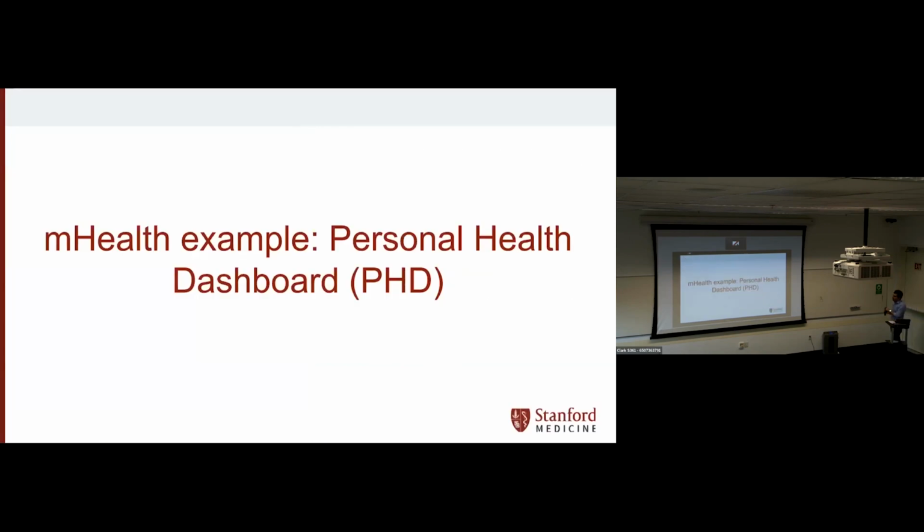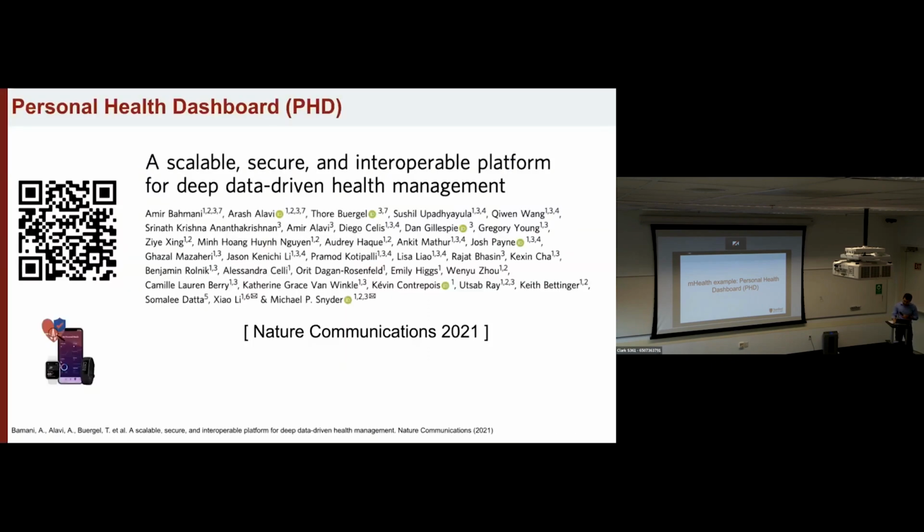And now we want to talk about an example of an mHealth framework, which is called the Stanford Personal Health Dashboard platform. You can get the paper from the QR code if you're interested. The paper got published in Nature Communications last year. It's a scalable, secure, and pay-able platform for deep data-driven health management.